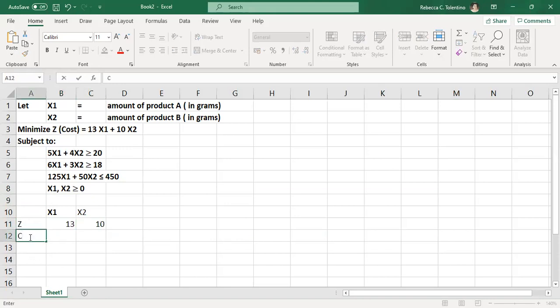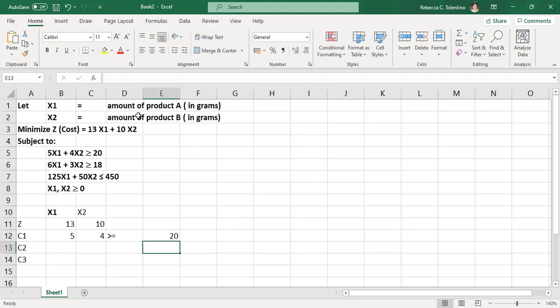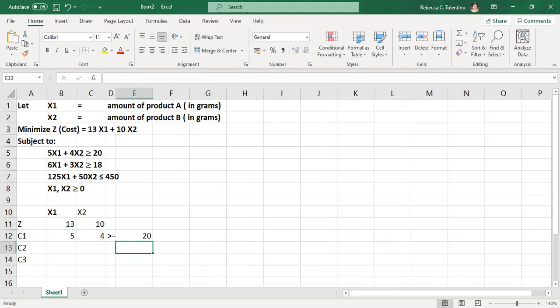Now I will use C1 to represent the first constraint, C2 for the second constraint, C3 for the third constraint. So the numerical coefficients are 5, 4. The sign here is greater than or equal to 20. I will enter the right-hand side in this column. For the second constraint, it's going to be 6, 3. Again, the sign is greater than or equal to 18.